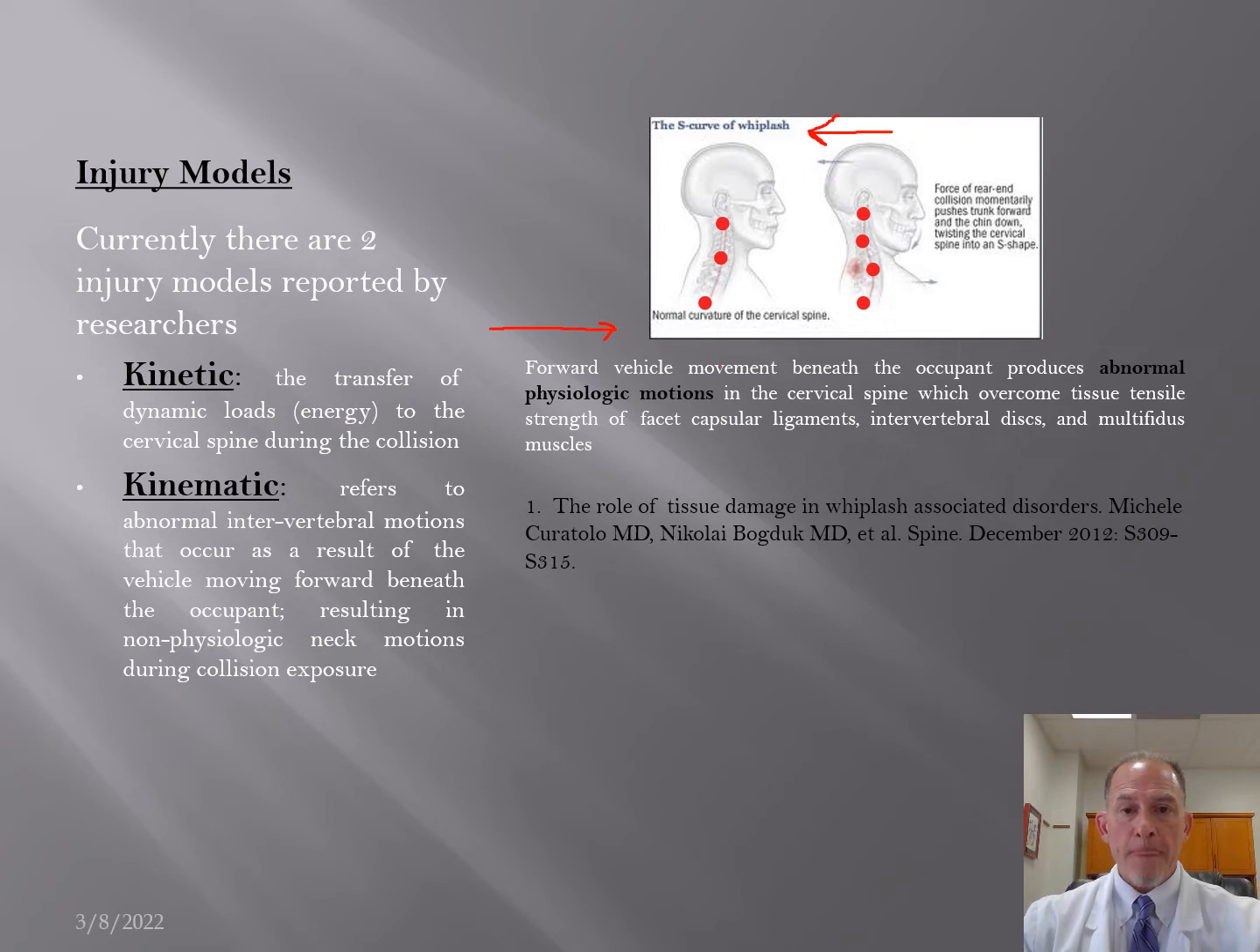Shearing forces can cause some significant damage. And as you'll see, when the vehicle strikes the lower portion of the cervical spine here, it pushes these vertebrae forward. It changes the shape of the cervical spine from a C shape like this to an S shape like this. And these abnormal movements in the spine have the potential to produce very significant injuries to very specific structures. What are those structures? Well, we'll take a look at that on the next slide. By the way, this is Nikolai Bogduk and Michelle Curtolo's work. I advise anybody interested in this topic, you pull this article and read it. It's very interesting.